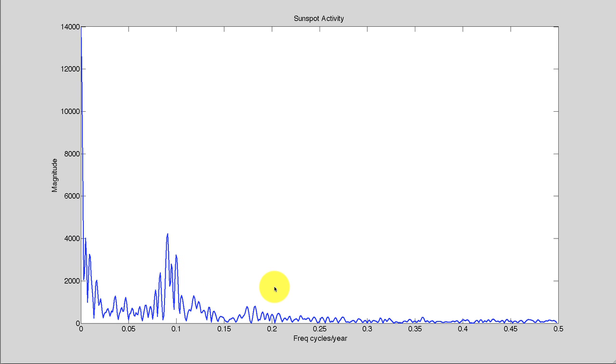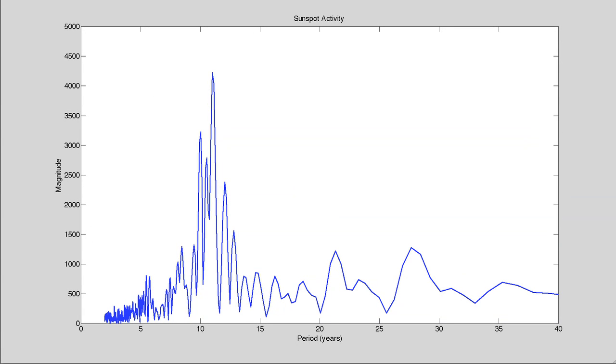Well, we can translate that to period, because period is 1 over the frequency, and here I've replotted it using an axis of period in years. And so that dominant peak, which is that 0.09 cycles per year, translates to a dominant period of about 11 years. There's some other periods in that same vicinity around 10.